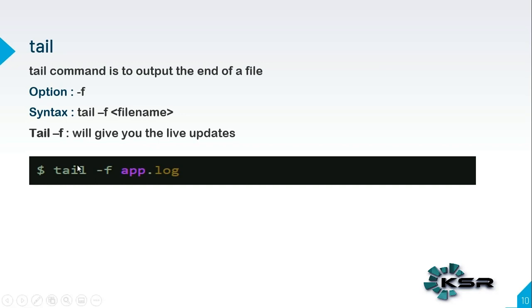Tail -f is also one of the most frequently asked questions in interviews, like what command is used to get the last 10 lines in Linux, right? You can answer with tail -f used with the file name. So this is the syntax: tail hyphen f file name.